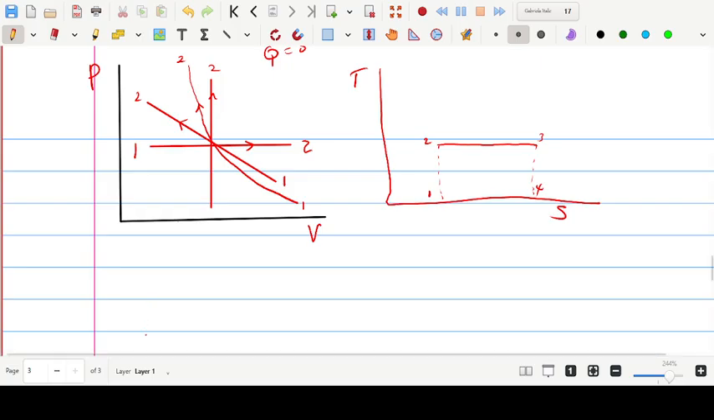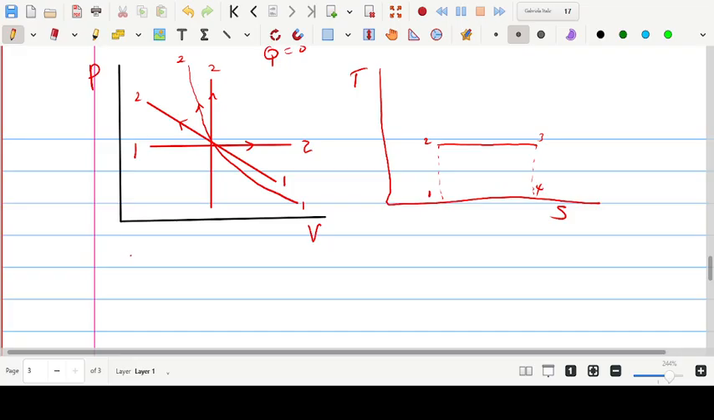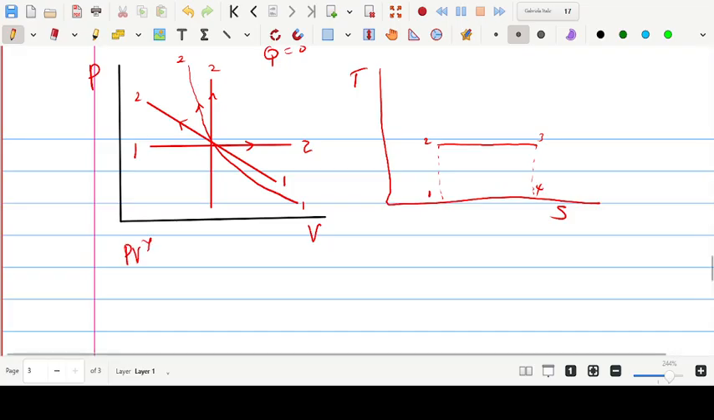So here we now have the general formula for an adiabatic process: PV^gamma is equal to C. We are still going to use it.